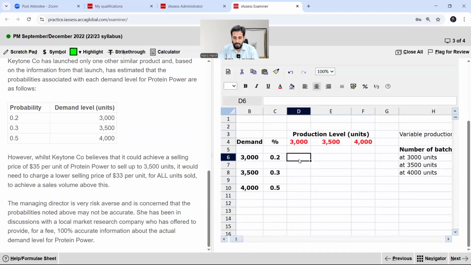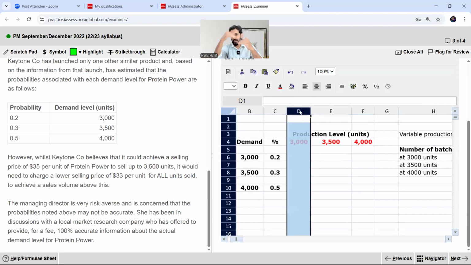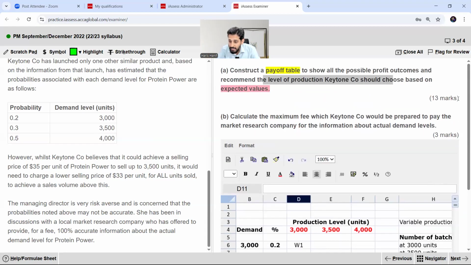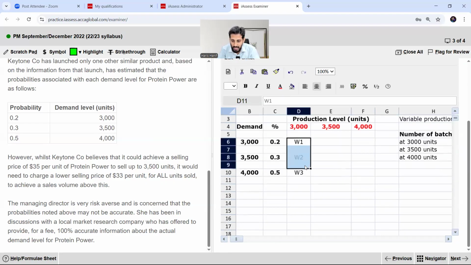So this is my working number 1, 2, 3. See that I will be counting my working number 1 that way. I can simply write here W1, working 2 and working 3. But I need to show this profit figure in the next cells, columns, because I will be getting 13 marks for these calculations. So obviously I have to solve.